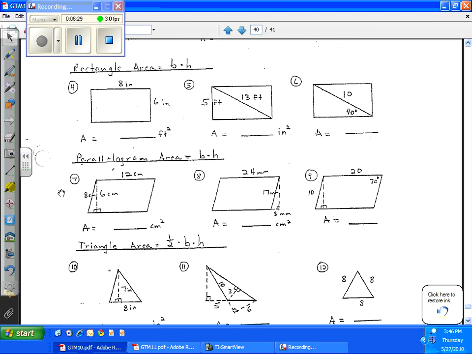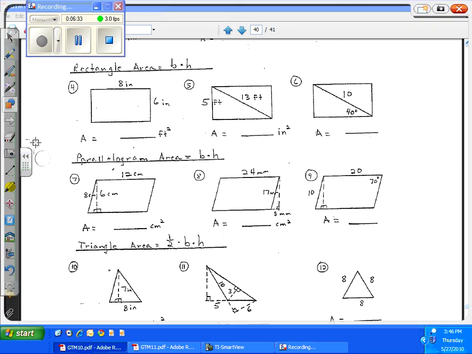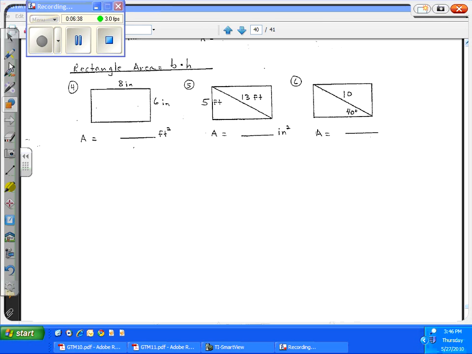Rectangle. The formula for every rectangle is base times height or length times width. We're using base times height because a triangle is half base times height, parallelogram's base times height, trapezoid is half height sum of bases. So we're using that common language of base and height. Each angle of a rectangle is 90 degrees. The base is 8 inches because it's the same as the other side. Opposite sides of a rectangle are equal.